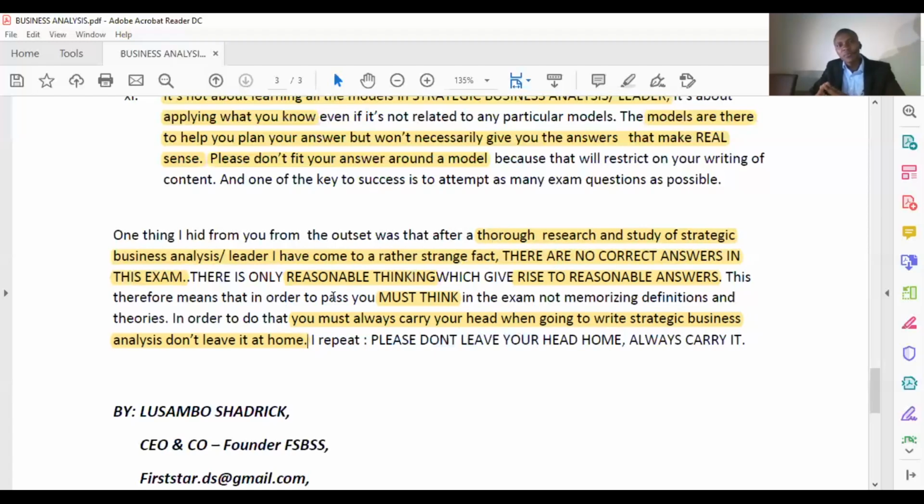If you leave it at home, what I mean is that you go with the theories in your head, the manual, the revision kit. No. Go with your head. Think for yourself in this exam. If I am the CEO and a director is behaving like this, what can I do? Because you are the boss in this exam. Come up with real life solutions in this exam.